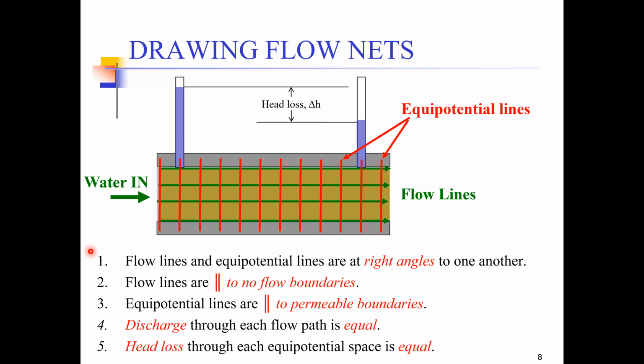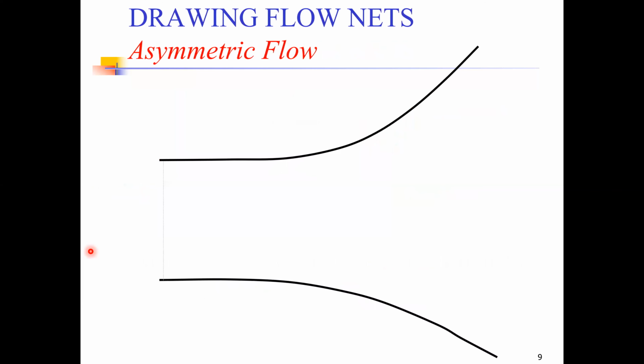So let's look at a few more examples and see how the flow nets can be drawn. Let's look at a slightly more complicated geometry. Let's assume that this time we have this kind of a pipe. There is soil filled all inside this pipe, but this pipe is not straight, rather this pipe is curved. So how can we draw the flow nets through this pipe?